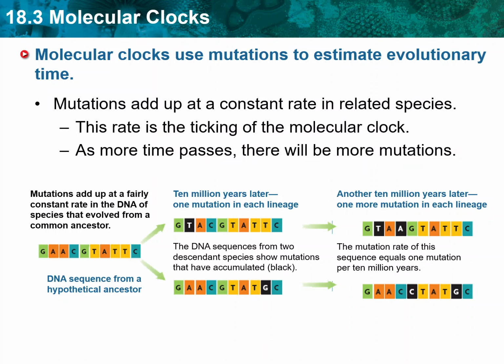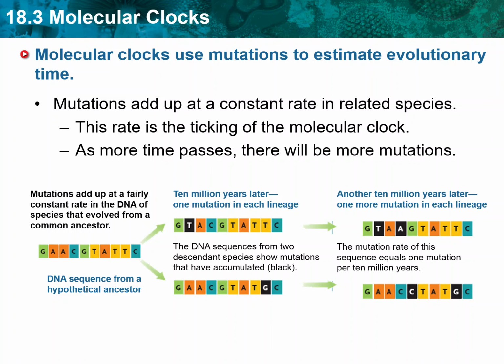First main idea: Molecular clocks use mutations to estimate evolutionary time. In the early 1960s, biochemists Linus Pauling and Emile Zuckerkandl proposed a new way to measure evolutionary time. They compared the amino acid sequences of hemoglobin from a wide range of species. Their findings show that the more distantly related two species are, the more amino acid differences there are in their hemoglobin. Using these data, they were able to calculate a mutation rate for part of the hemoglobin protein.